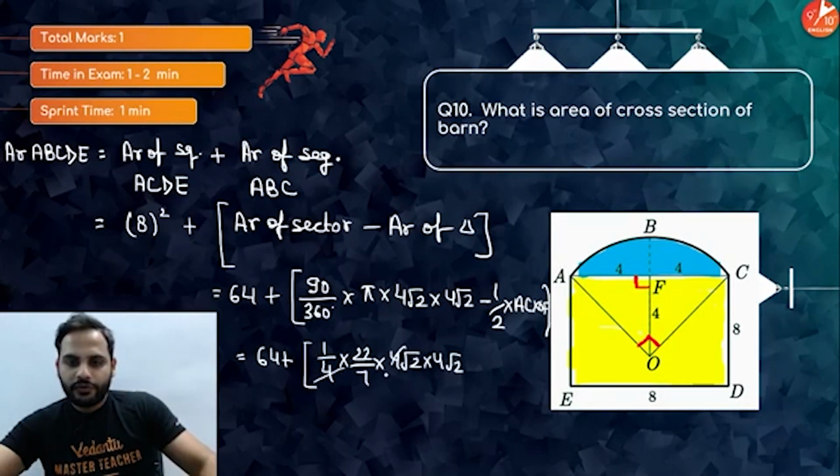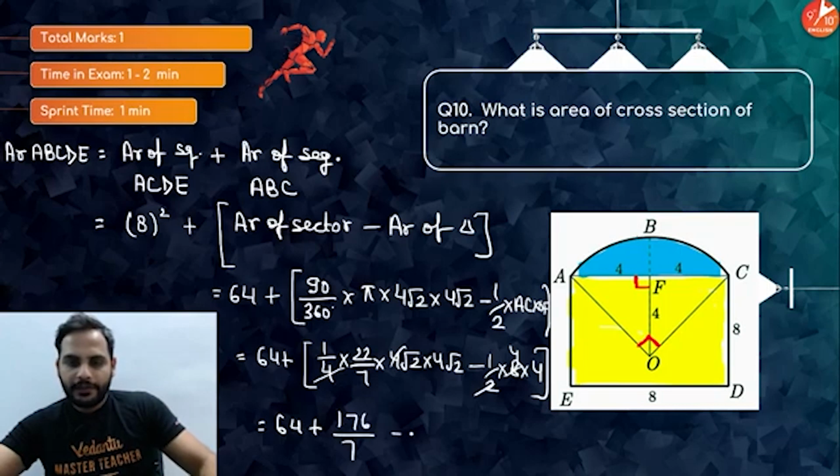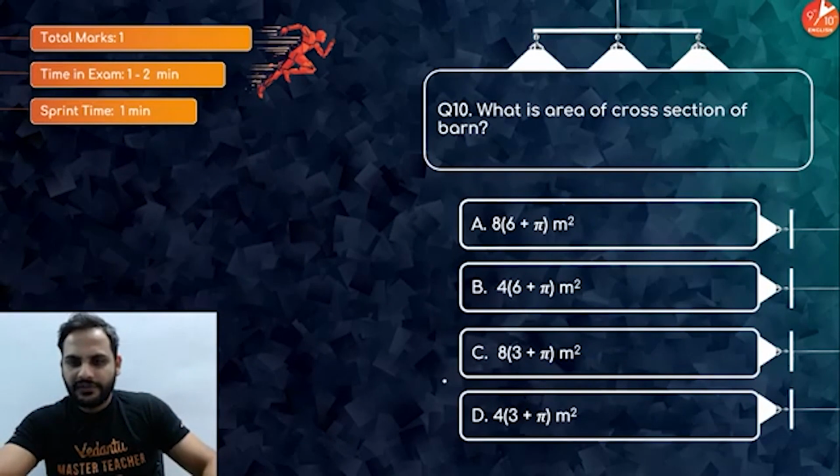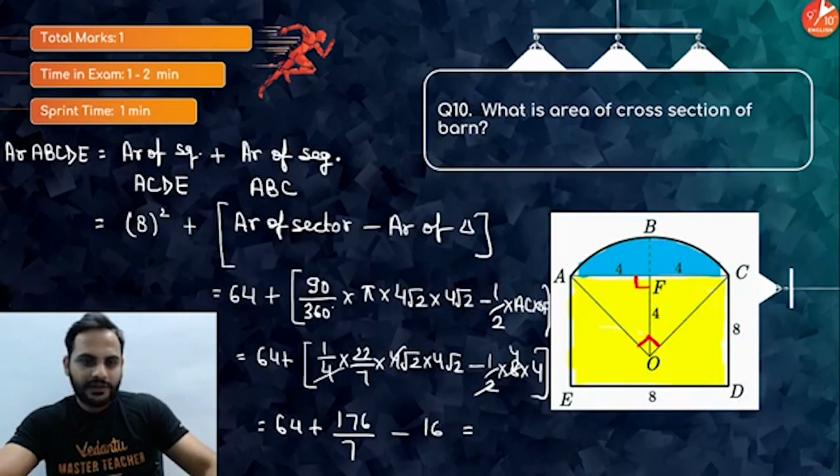ठीक है, 4 to 4 got cancelled, and root 2 into root 2 will become 2. 2 into 4 is 8 into 22 upon 7. So something in the decimal it will be there. And here we have half. AC is 8 into OF is 4. So it will be 64 plus 4 root 2 into root 2 is 8. 8 into 22 will be equal to 176 by 7 minus 4 4s are 16. Finally simplify this. When you simplify this, acha, pi we can take common yaar.